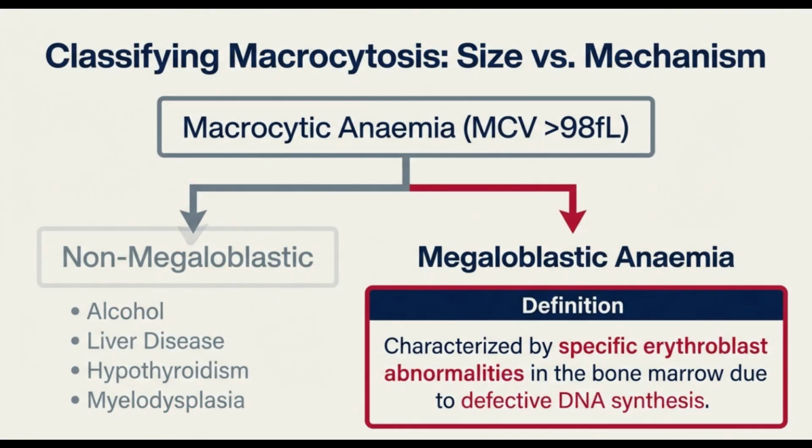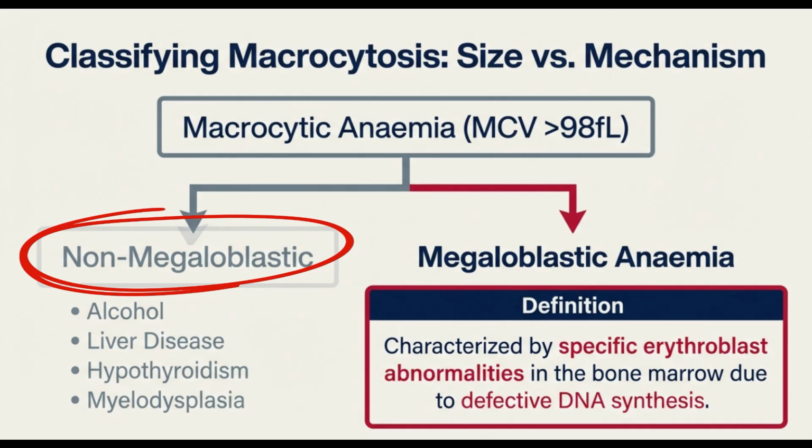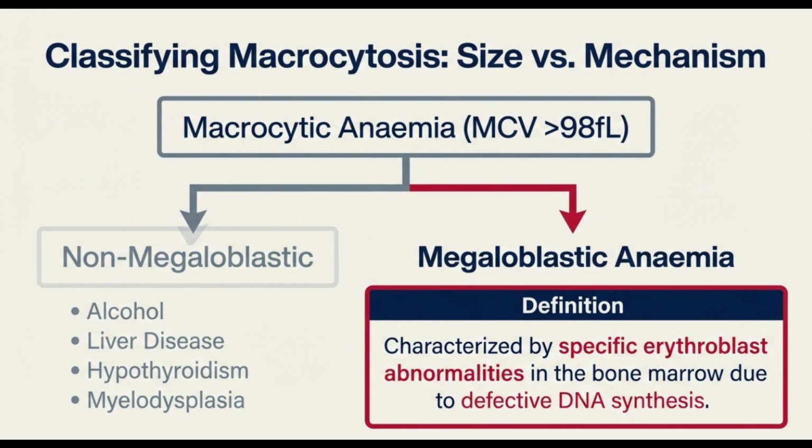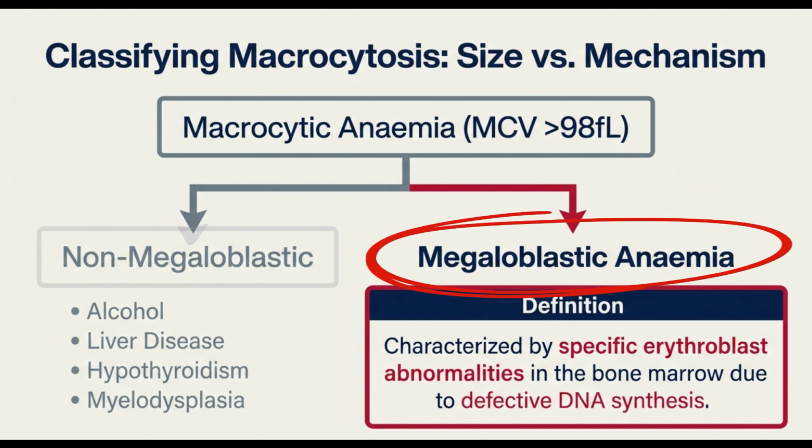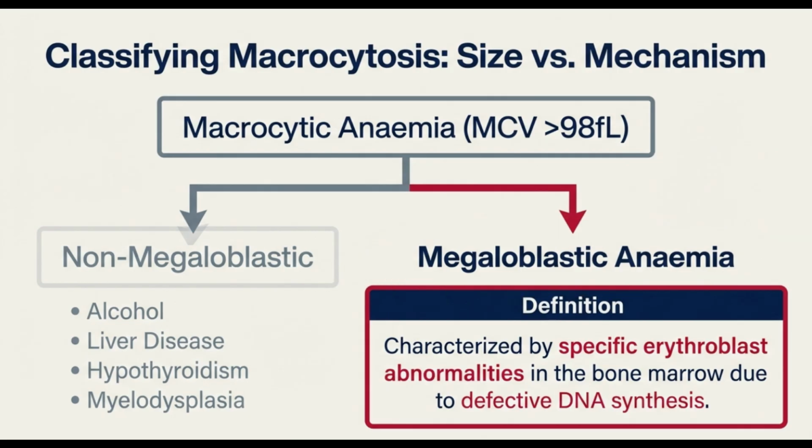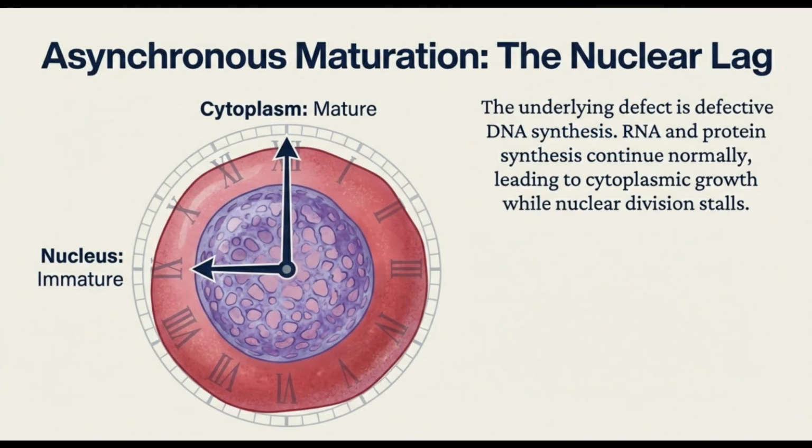But here's a crucial point. Not all big red cells have the same story. Macrocytosis actually splits into two major categories. You've got your non-megaloblastic type, which can be caused by things like alcohol or liver disease. But the one we're focusing on today is the other branch, megaloblastic anemia. And this is the key distinction. It's not just about the cell being big. The defining feature here is a very specific problem happening back in the bone marrow, and it's all caused by defective DNA synthesis.